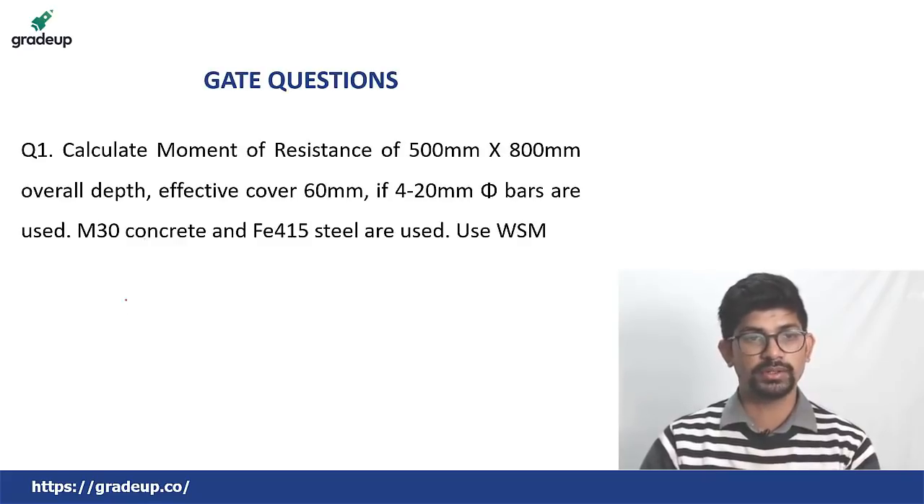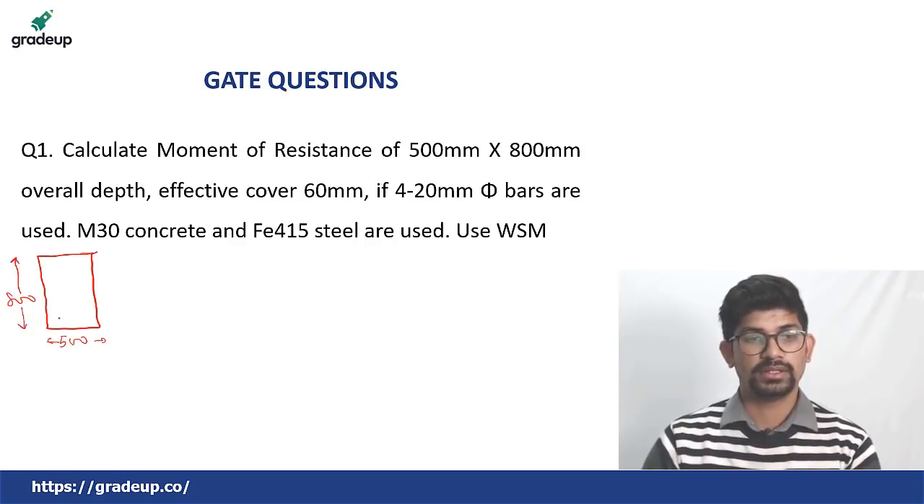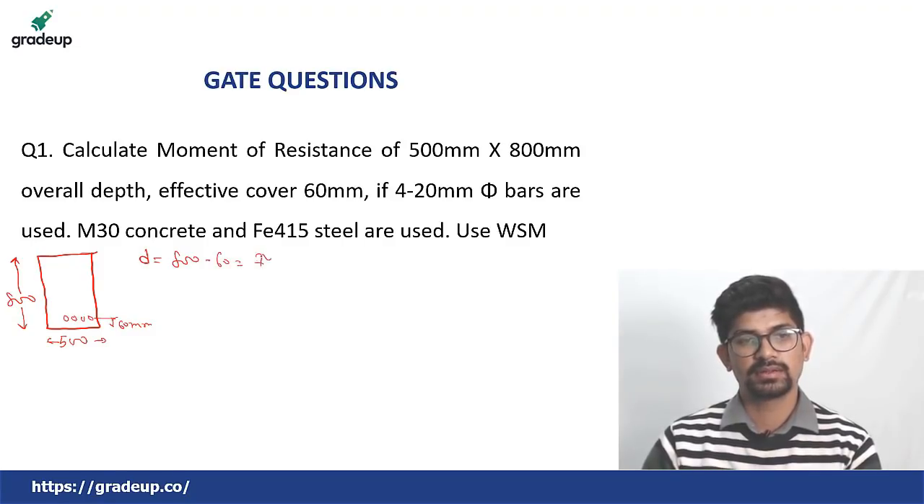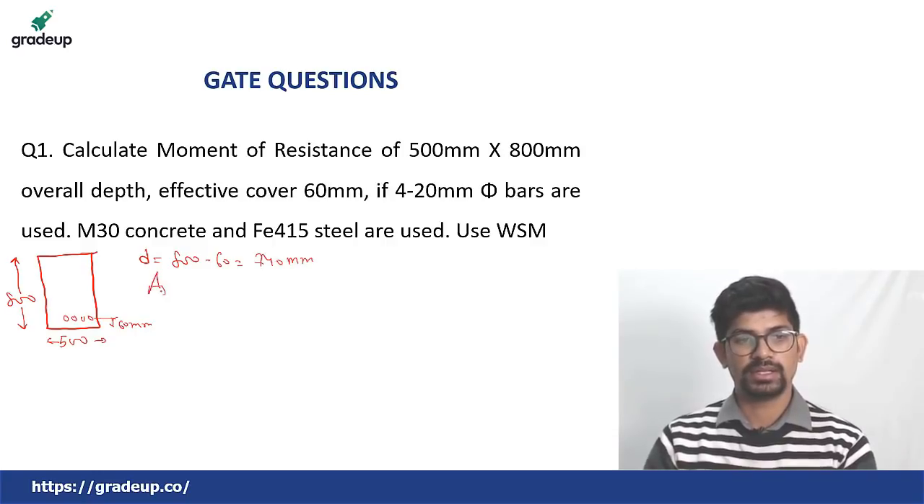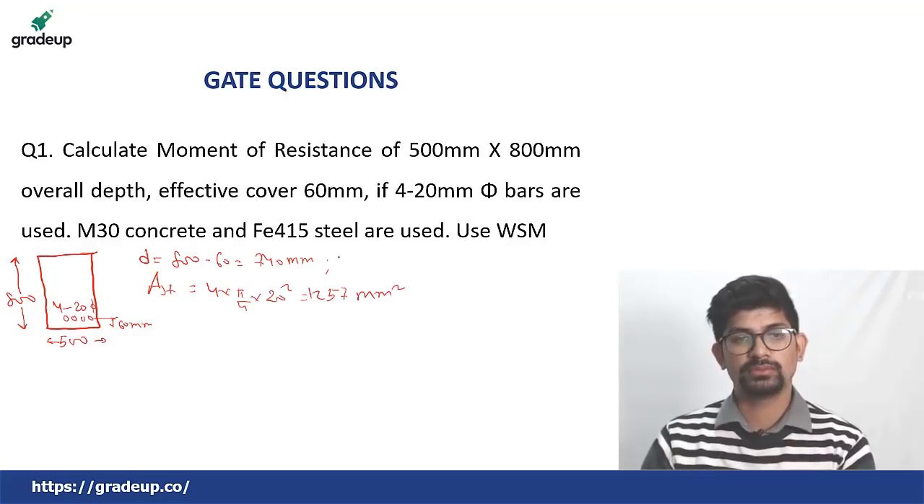Now coming to a question, we'll be solving this question here. We are given a rectangular beam, the width is 500, overall depth is 800, and the effective cover given is 60 mm. So the effective depth will be 800 minus 60, that is 740 mm. Now the steel given is 4 bars of 20 mm diameter, so we'll calculate the AST here. It comes to around 1257 mm square. Also, the following two things are given: M30 grade concrete and Fe415.